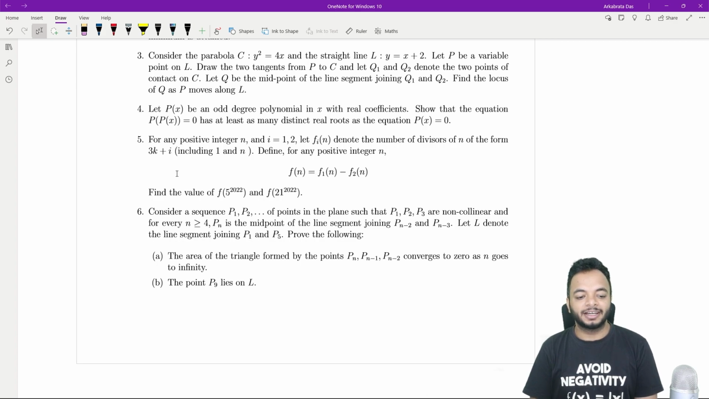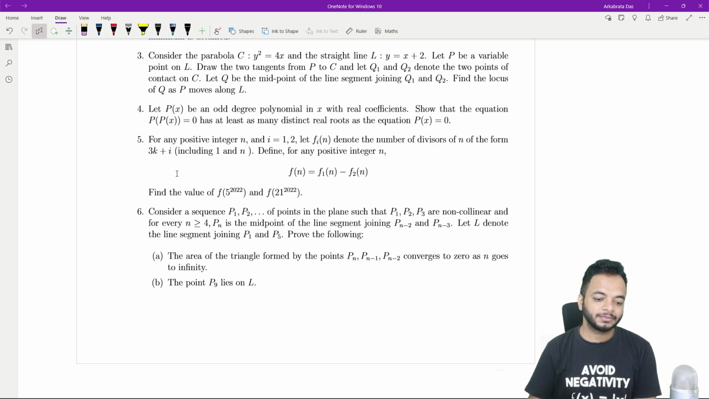So what it says is that for any positive integer n, let i be 1, 2, and let f_i(n) denote the number of divisors of n of the form 3k plus i. You know that numbers are either of the form 3k, 3k plus 1 or 3k plus 2. For 3k plus 2, it's better to view them as 3k minus 1 so that we can calculate the powers easily. We'll come to that. So define, for any positive integer n, f(n) equals f_1(n) minus f_2(n). That means the number of divisors of the form 3k plus 1 minus the number of divisors of the form 3k plus 2. Find the value of f(5 to the power 2022).